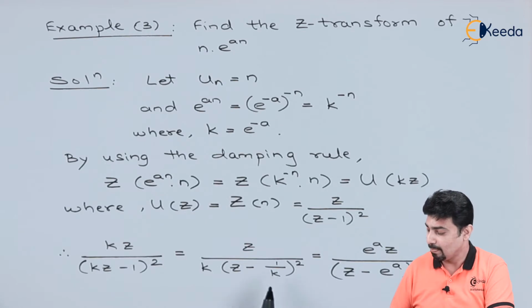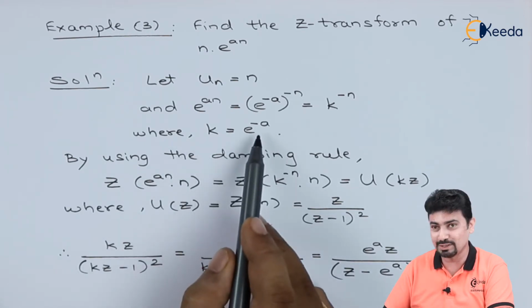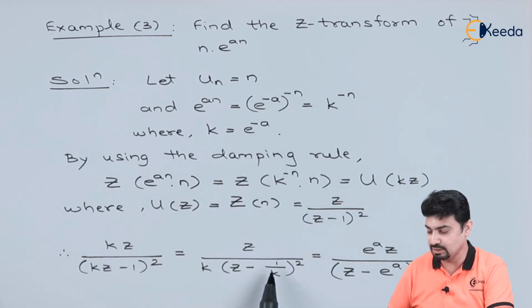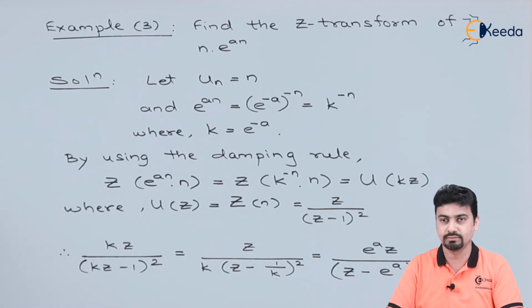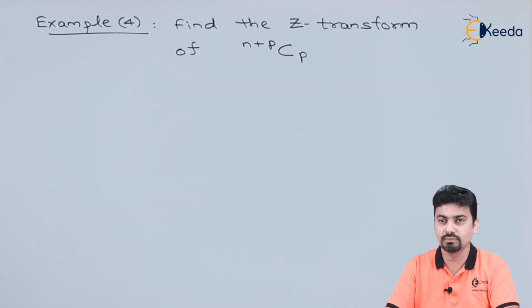Further, k is equal to e raised to minus a. So this is z minus 1 upon e raised to minus a. 1 upon e raised to minus a is e raised to a. So the final answer that we get will be e raised to a into z whole upon z minus e raised to a the whole square. This is the z transform for the given required function. Let us now move to the next example to find z transform.